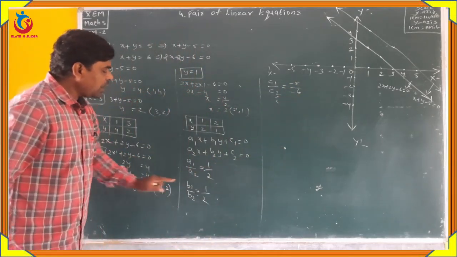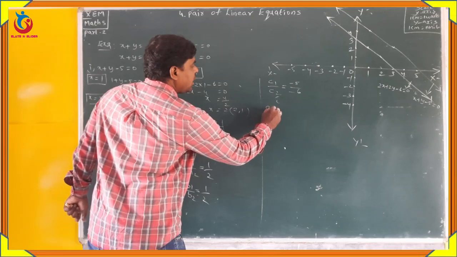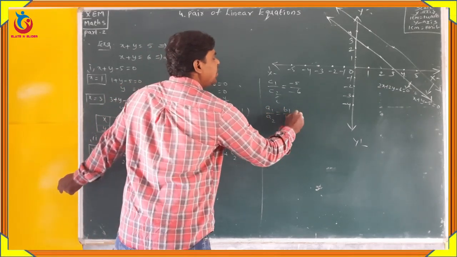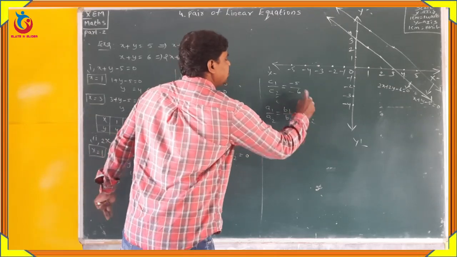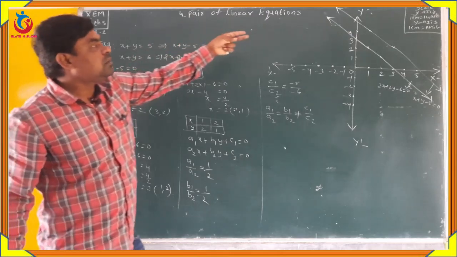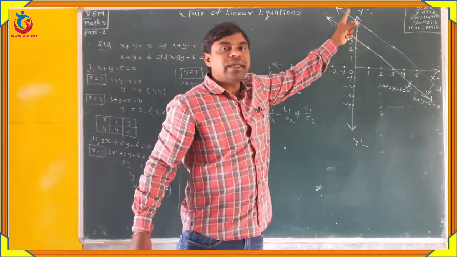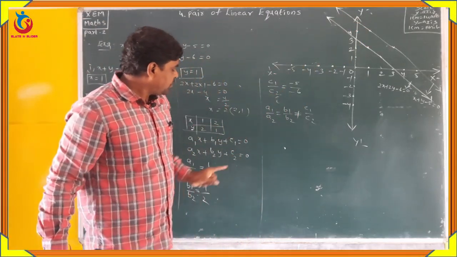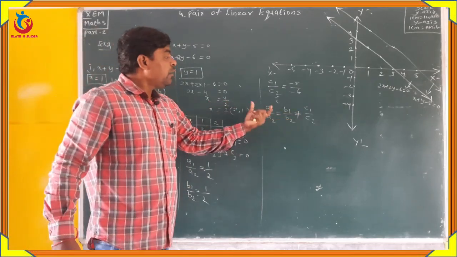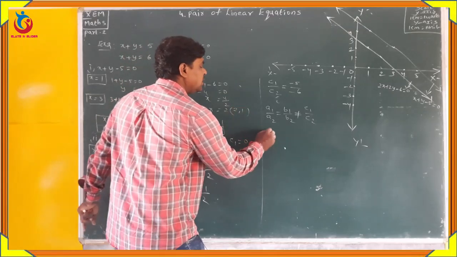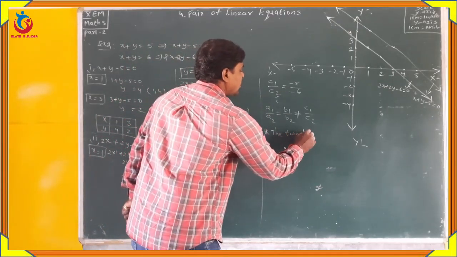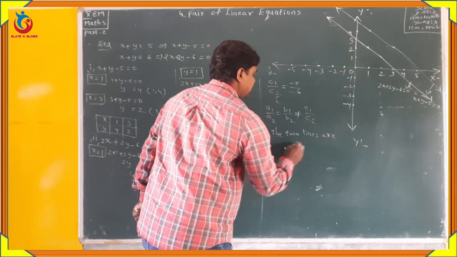Just observe, here what happened? a1 by a2 is equal to b1 by b2, and this value is not equal to c1 by c2. By drawing these two lines, we got two parallel lines. If two lines are parallel, then the ratio becomes a1 by a2 is equal to b1 by b2 and not equal to c1 by c2. When this condition occurs, then we can say that without drawing the graph, the two lines are parallel.